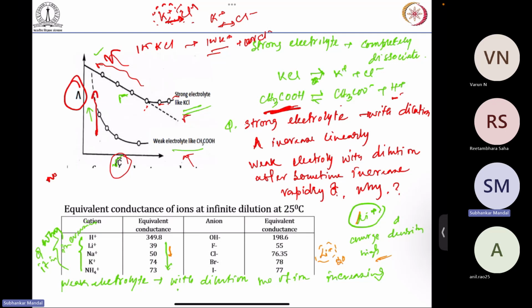All these things we have discussed, and from this table we have discussed why the H plus ion has a much higher conductivity value, and when we go from lithium to sodium to potassium, the conductivity value for lithium is low, for sodium it is increasing, and for potassium it is increasing further. Why is it increasing? Due to the solvation sphere. That we have already discussed.